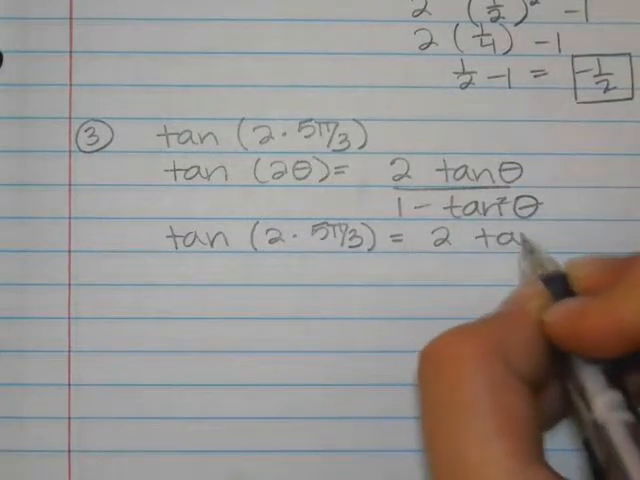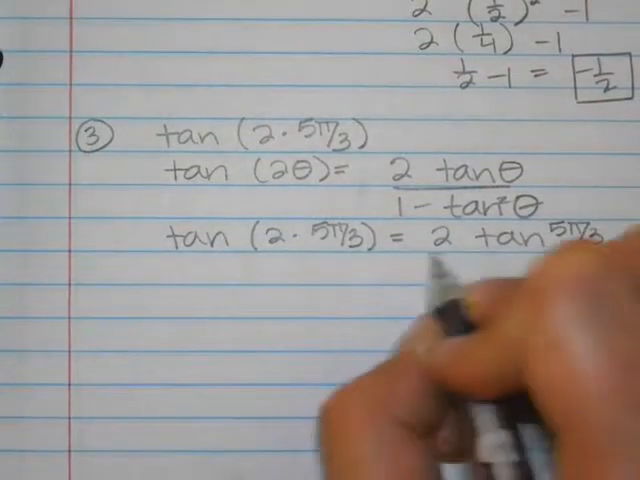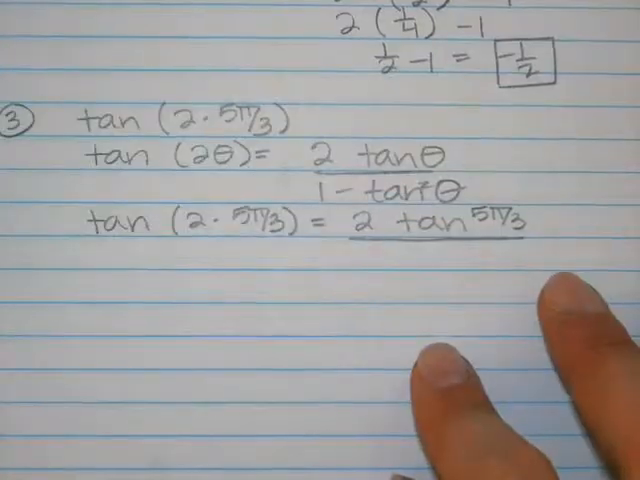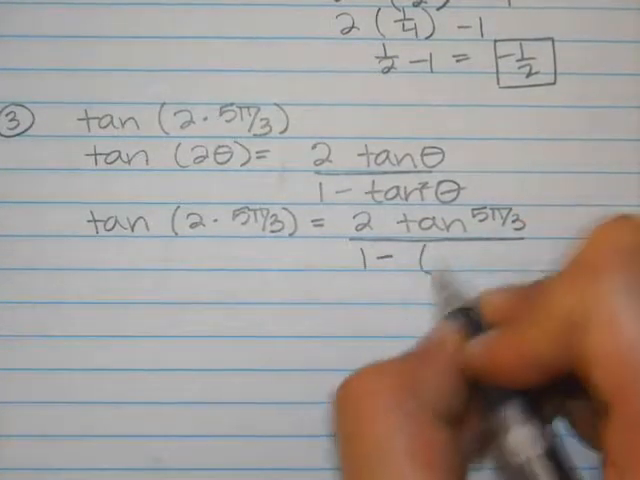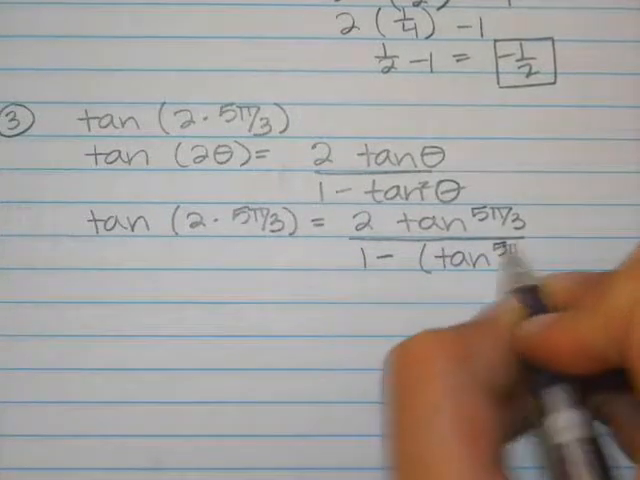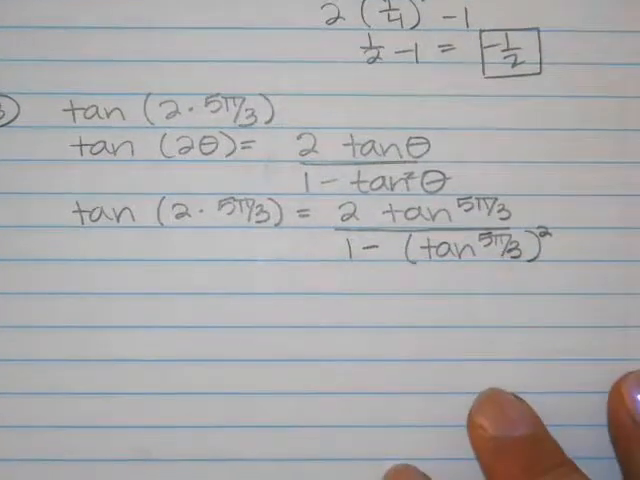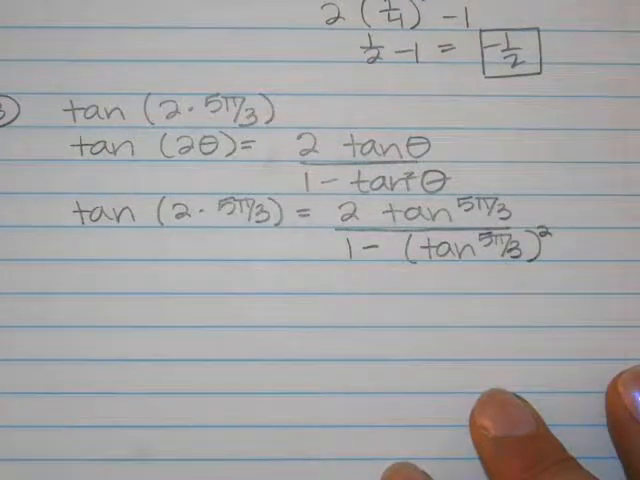2 times tan of 5 pi thirds divided by 1 minus tan of 5 pi thirds, and I'm going to go ahead and write the squared on the outside, just so that I know when I put it in that it makes sense. Okay. So 5 pi thirds is right 1/2 and down root 3 over 2, right? So tan of 5 pi thirds would be what? Negative square root 3. Just negative square root 3.